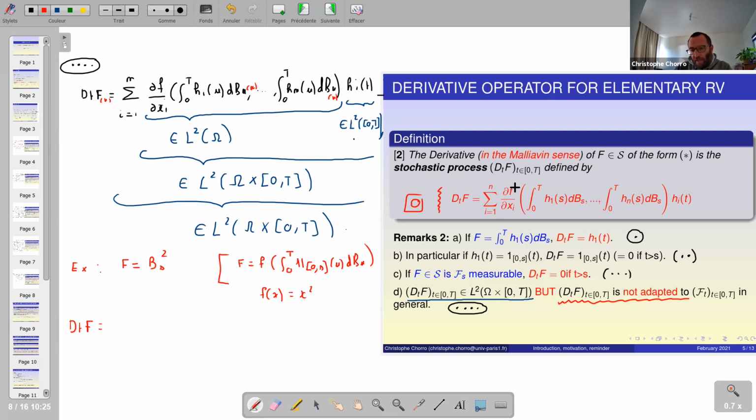So I have here the derivative of f, that is 2 times identity, that I have to apply to this Wiener integral. So I have 2 times B_s multiplied by the h here. And what is the h? It's what I have inside the Wiener integral between 0 and capital T. That is what I have here. That is an indicator function.